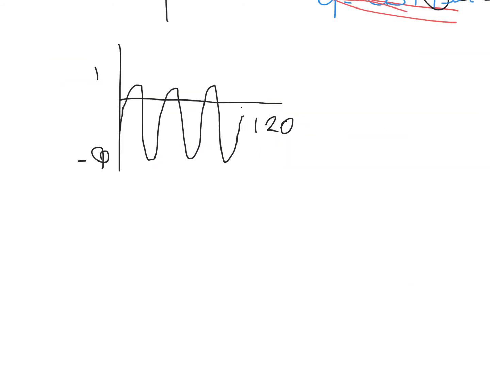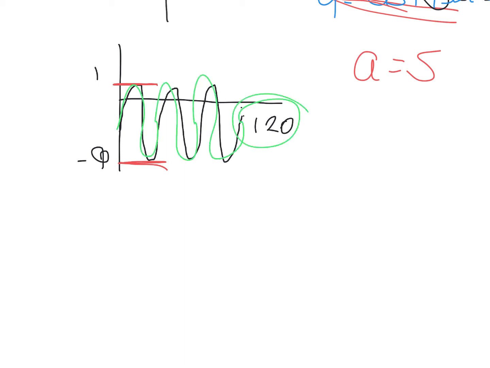Okay, so again, we're looking for A, B, and C. A is the amplitude, half the total vertical height. The curve goes up to 1 and down to minus 9. That's 10, half that to get the amplitude. The amplitude is 5. There are 1, 2, 3 complete curves in 120. There's 3 120s in 360, so that's 3 threes, and B is equal to 9.